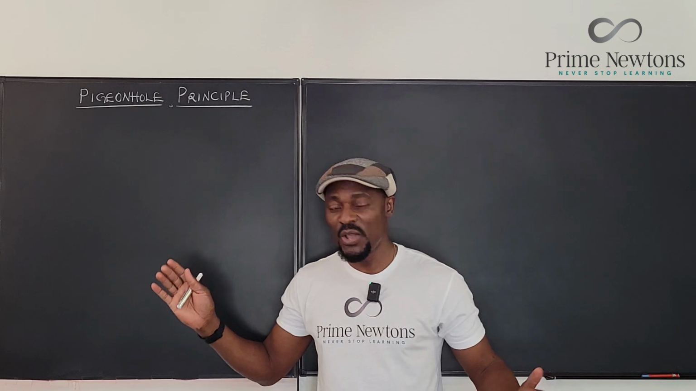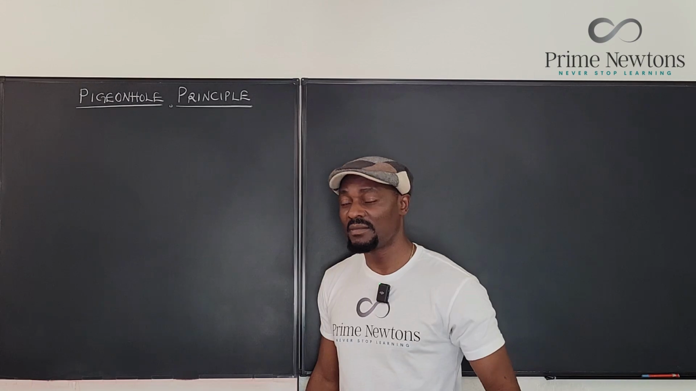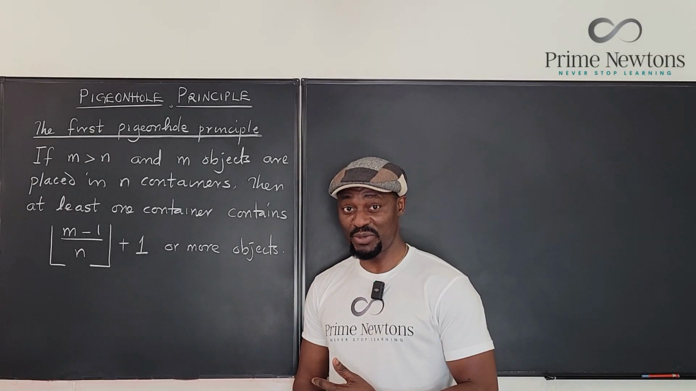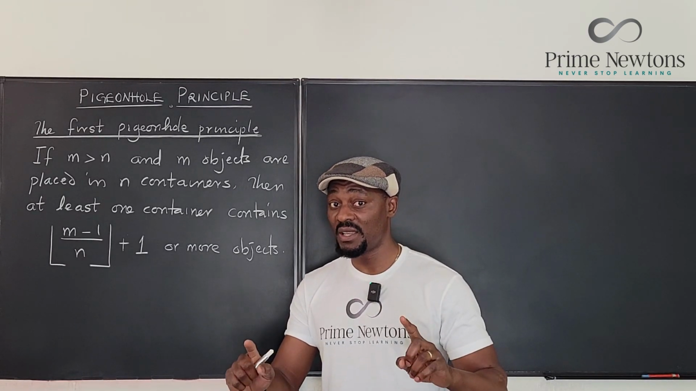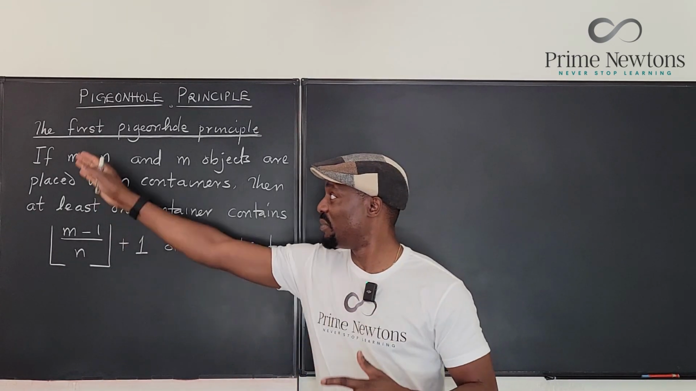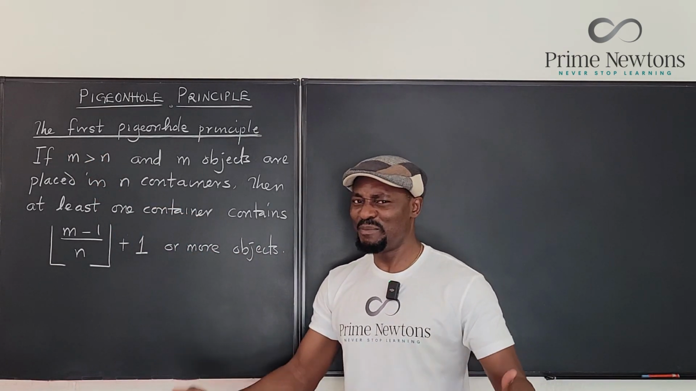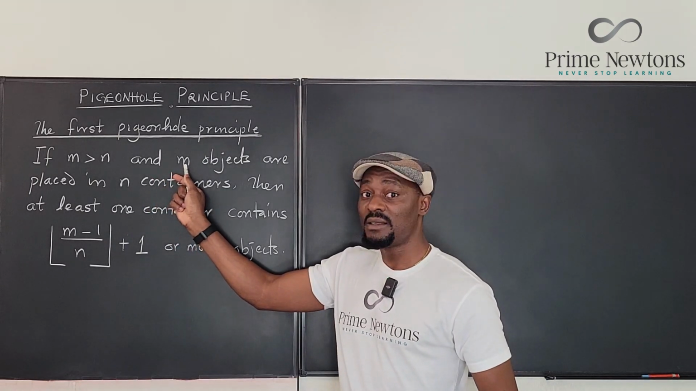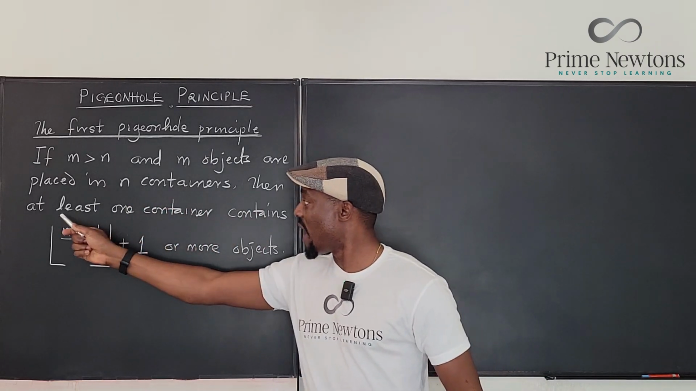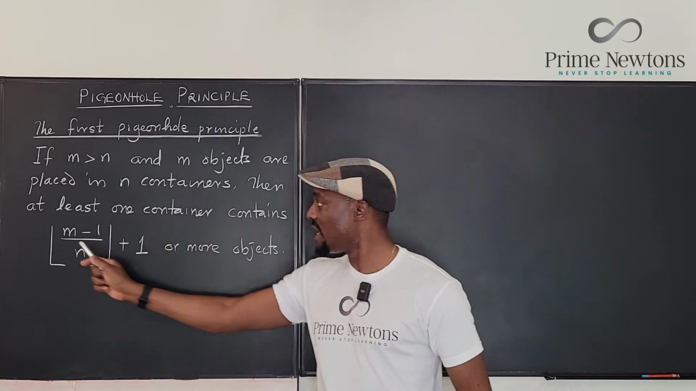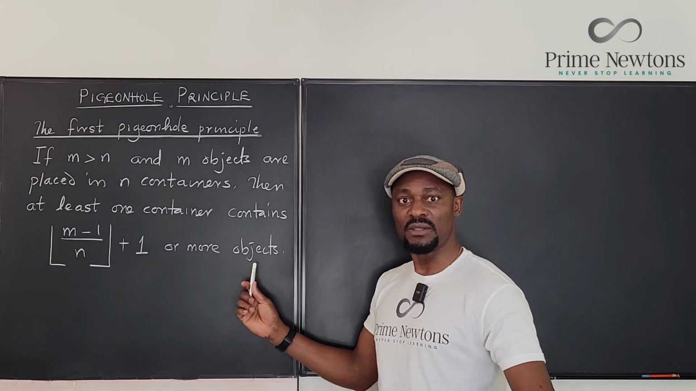That's the pigeonhole principle. So what I'm going to do is write the mathematical statement, and then we'll talk about some consequences. Okay, this is the pigeonhole principle. If m is greater than n, that's a prerequisite condition. That's the first part, okay? If you have more pigeons than holes, then it's basic. If you place m pigeons in n holes, then at least one of the holes must contain floor of (m minus 1) over n, plus 1 or more pigeons.